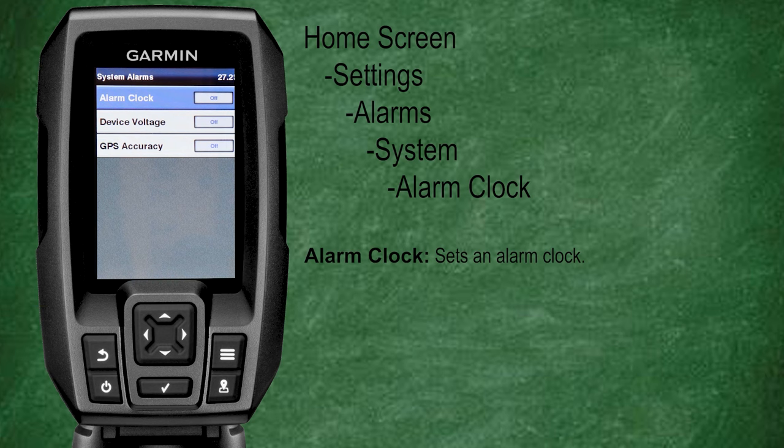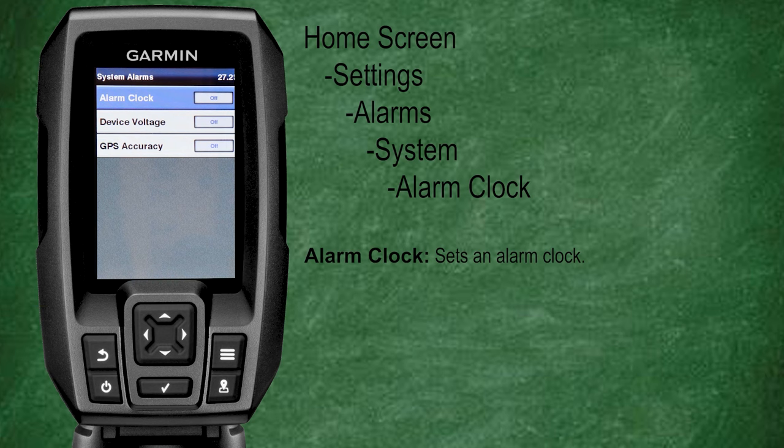The deep water alarm can be set to on, and you'll be given the option to set the desired alarm depth. If the water depth exceeds your set point, then an alarm will sound. The water temperature alarm, if set to on, will give you the option to set a desired alarm temperature. If the water temperature goes above or below that set point by 2 degrees, then an alarm will sound.